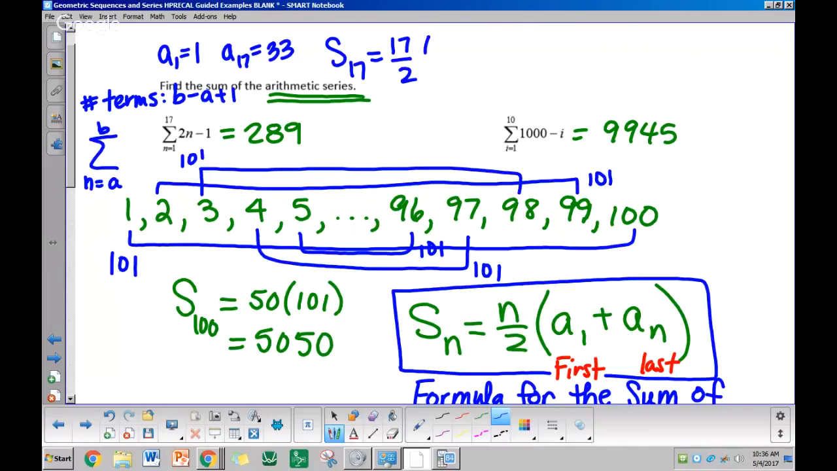I must have known. Times, what's a sub 1 plus a sub 17? 33. So this is going to be 17 over 2 times 34. So this is 17 times 17, which is 289. I just did it without a calculator. Oh, man. Thank you, Gauss.